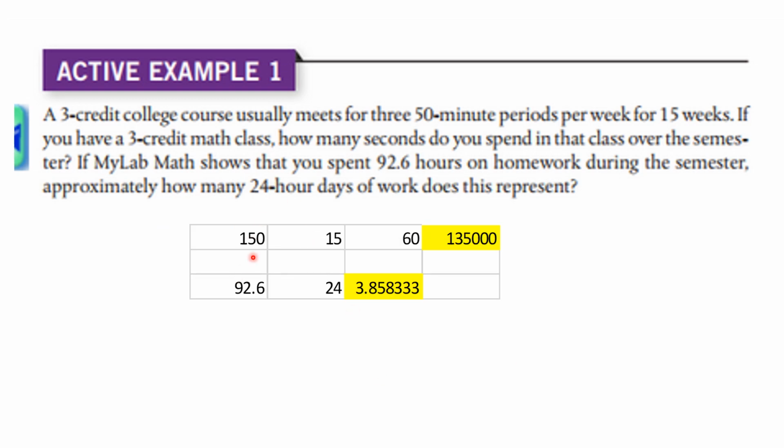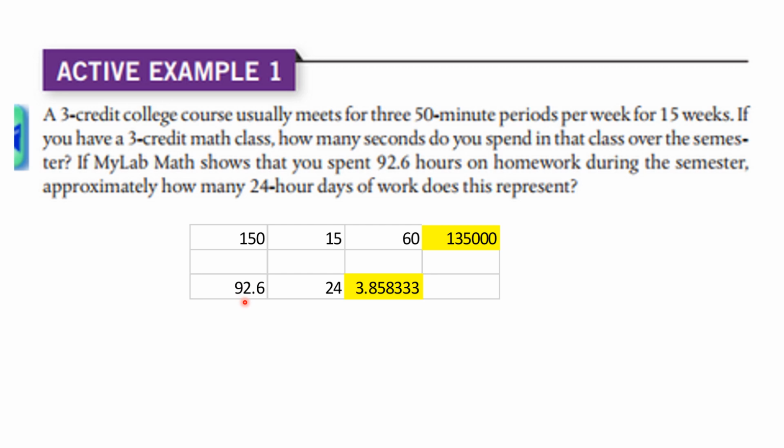So using Excel, we have 150 minutes per week times 15 weeks in the term. So I take this number, and this gives me the number of minutes. But then I have to take that times 60 for the number of seconds. And when I multiply those three numbers together using Excel, I get 135,000.